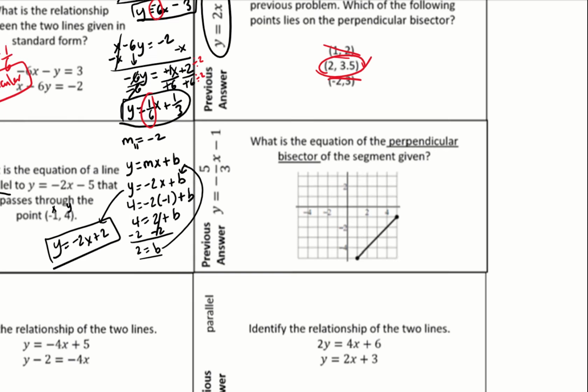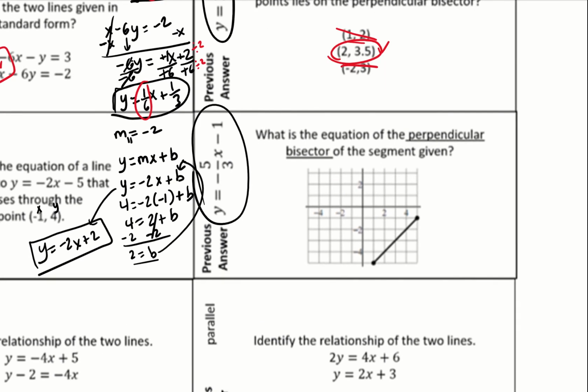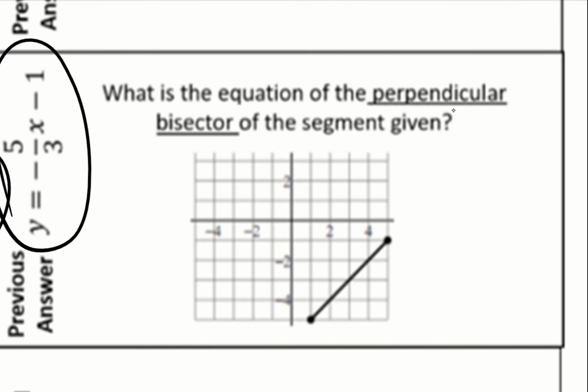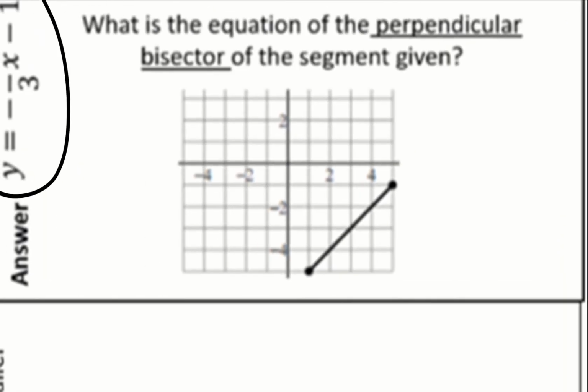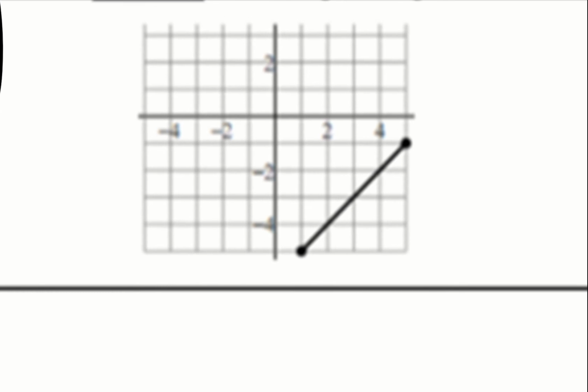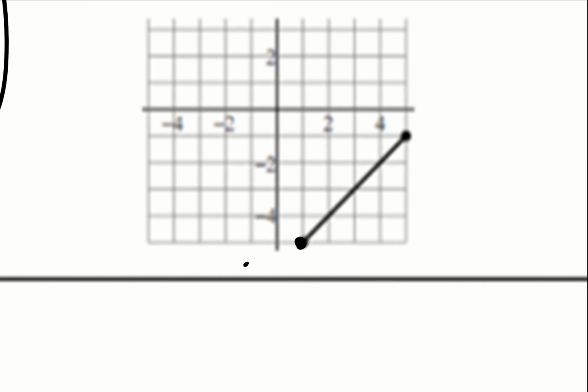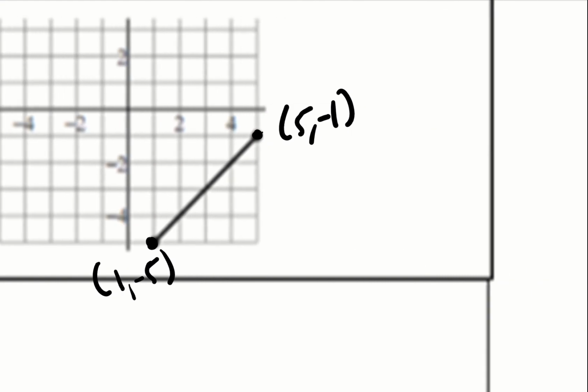Looks like we got this one here. Now, what is the equation of the perpendicular bisector of this segment given? Again, we have a perpendicular and we want to do a bisector. So let's find the coordinates here. Coordinates of this are 1, -5. This one is 5, -1. Let's go find the midpoint between those first.